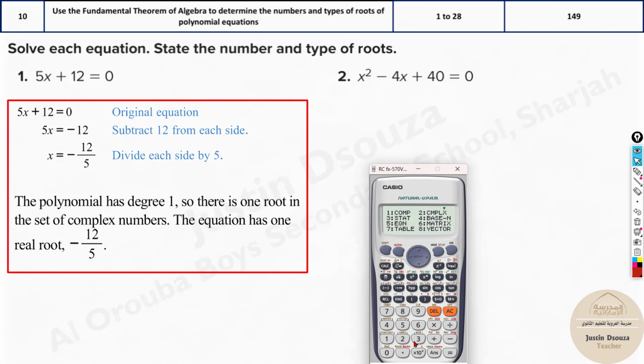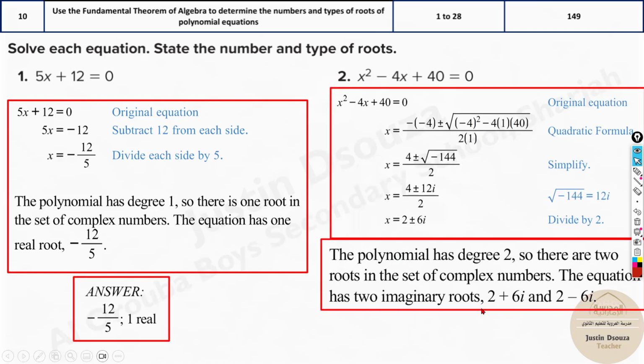If it's quadratic, you just have to press mod 5, and this is 3, and type in the coefficients 1, minus 4, and 40. And here we go. The answers are over here. Did we type all the answers correctly? Yeah. Coefficients, yes, we have typed it correctly. It's 2 plus 6i, 2 minus 6i. They're conjugate always. So you can see 2 plus 6i and 2 minus 6i.